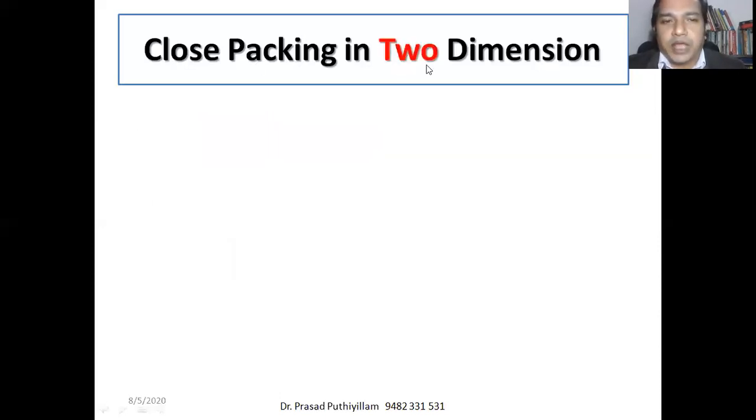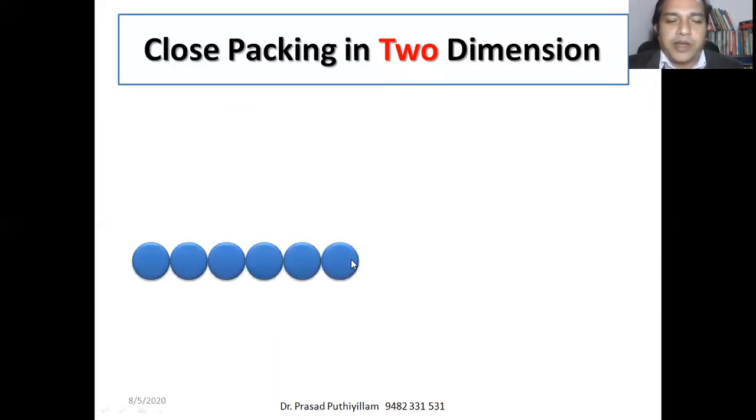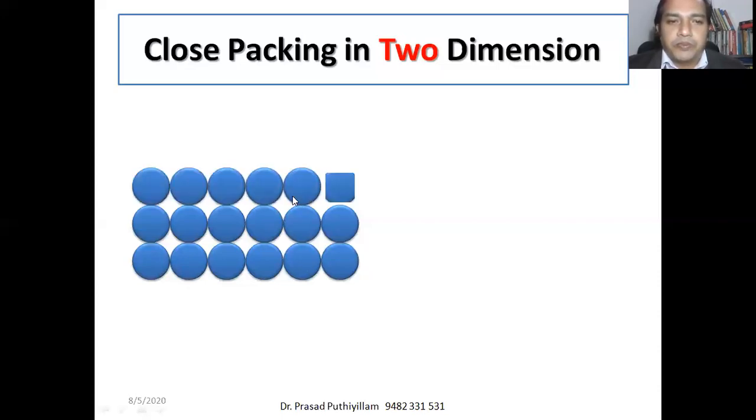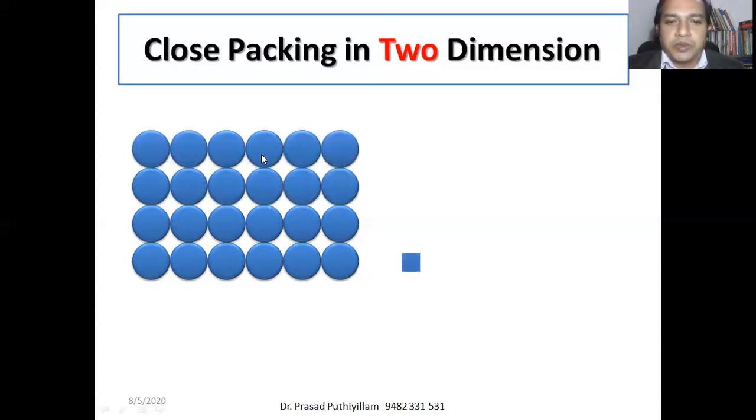Again, close packing in 2 dimension. There are no such crystals in 1 dimension as such. It will be in 3 dimension actually. So we see what will be the close packing nature in 2 dimension. If you arrange a set of atoms like this, and another set of atoms in 2 dimension, on this plane itself, is kept exactly above the first set of atoms or spheres. Like that, third set and fourth set are arranged. That is one type of arrangement in 2 dimension.